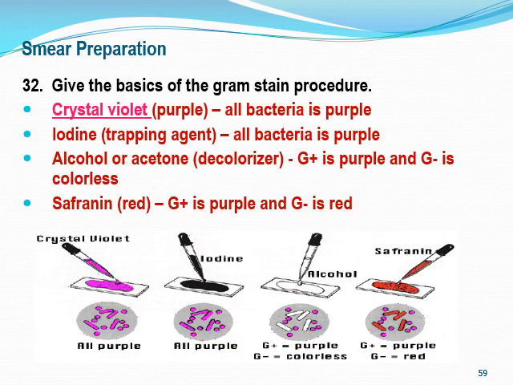So here are some smear preparations going through that. There are some pictures here that kind of show you. Then there's also some material in your textbook. So make sure you pause this and go through it and understand about the crystal violet, which is purple. Your iodine, which is your trapping agent. Alcohol or acetone, which decolorizes. And then the safranin stain, where your gram-positive is purple and your gram-negative is red.